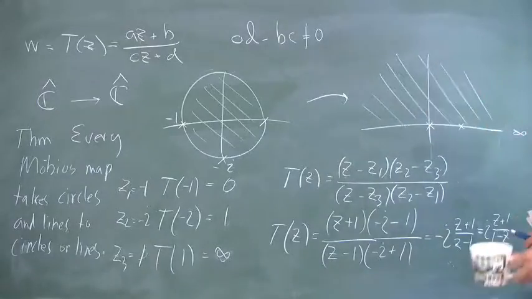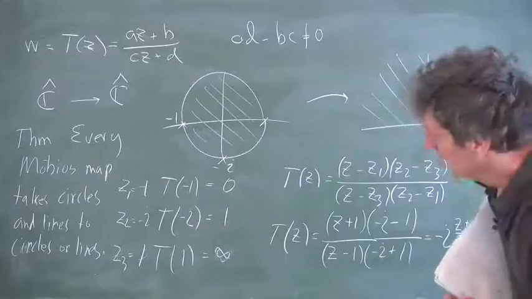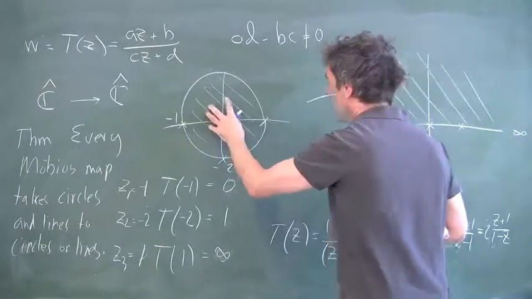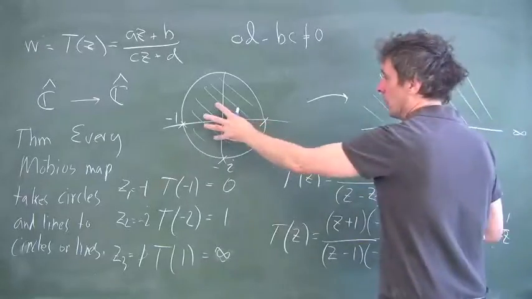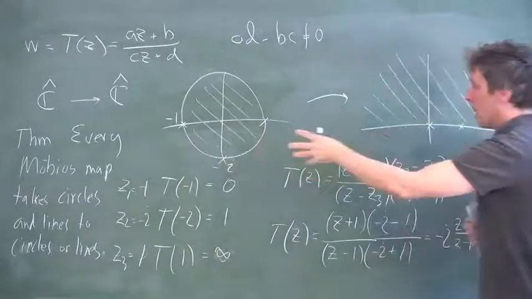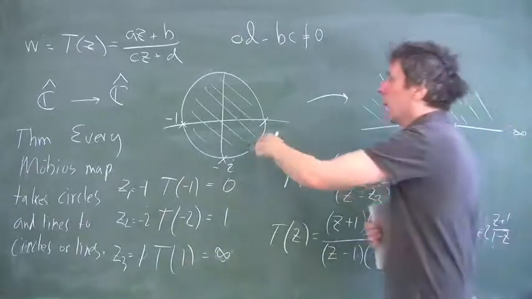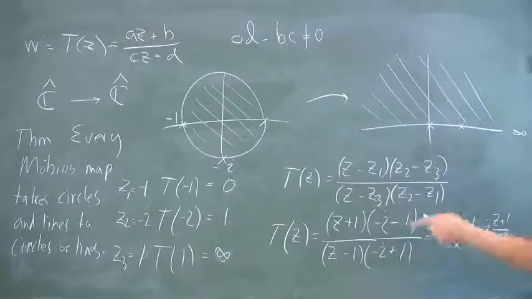But of course, there are two possibilities now. It could be that the interior here is mapped onto the upper half plane, which is actually what we want. But it could, in principle, also be that the interior here is mapped onto the lower half plane. In both cases, the boundary here would be mapped to the boundary here. So let's check that this is the right one.